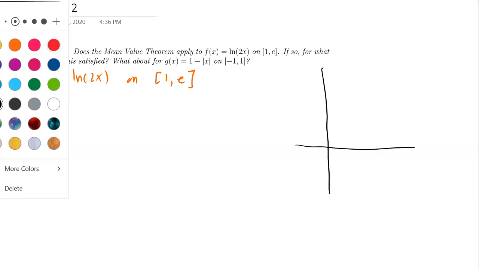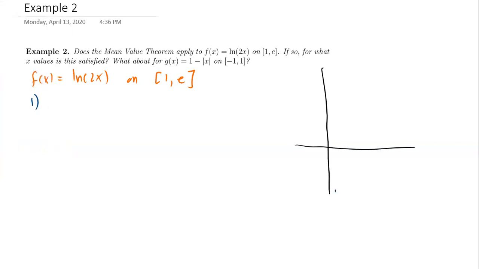So what does ln of x look like? Ln of x looks something like that. It's continuous everywhere in its domain. What's the domain? Well, the domain is 0 to infinity. And this is just ln of x. So it's continuous definitely on the interval 1, e.